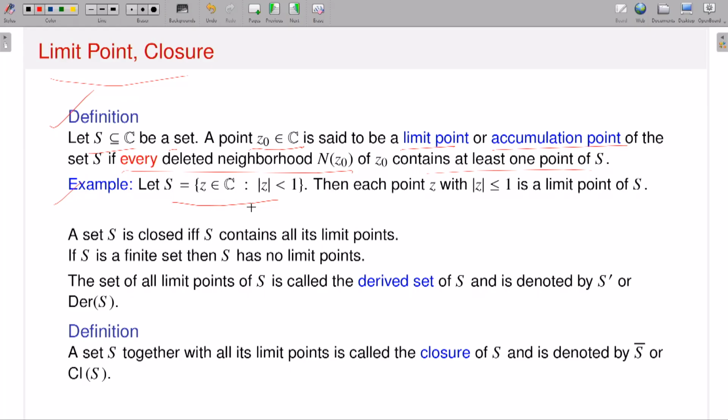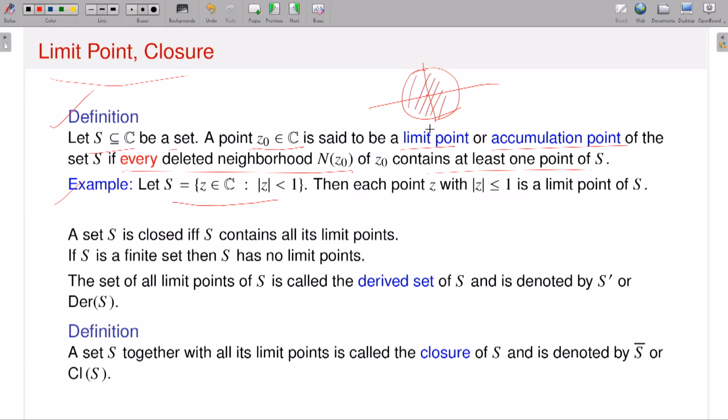For example, take the set |z| < 1. What is the accumulation point of this set? Given a set, try to draw a picture of how it looks. |z| < 1 is a disk with center 0 and radius strictly less than 1. This is my set.